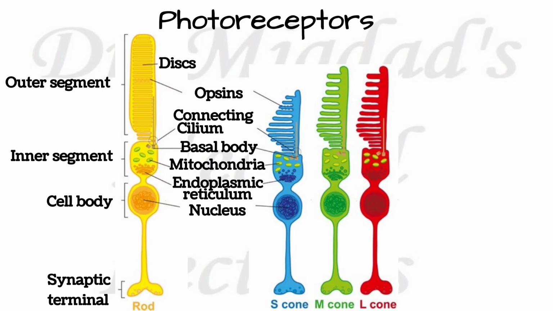Now the photochemical in rods is rhodopsin, whereas cones contain one of three different types of photochemicals. They are porphyropsin, iodopsin and cyanopsin. The color which our brain perceives depends on which particular photochemical is split when the light strikes. Our brain perceives color as red when porphyropsin is split, green if iodopsin is split, and blue if cyanopsin is split. So that's all for today.